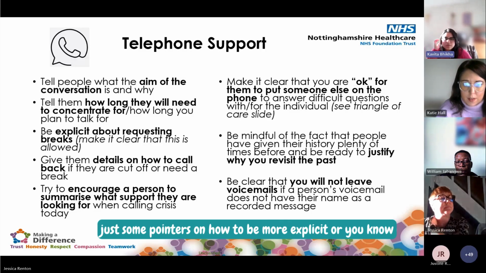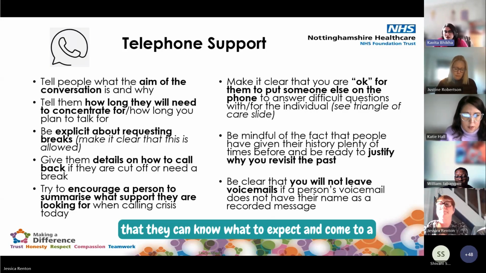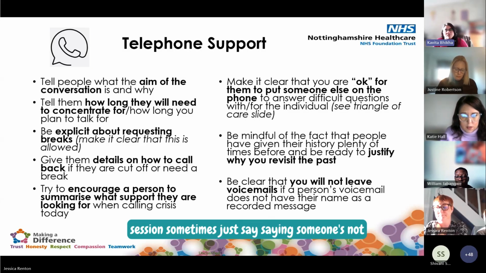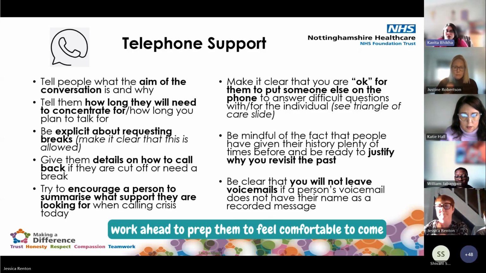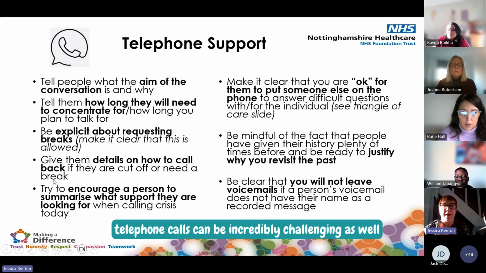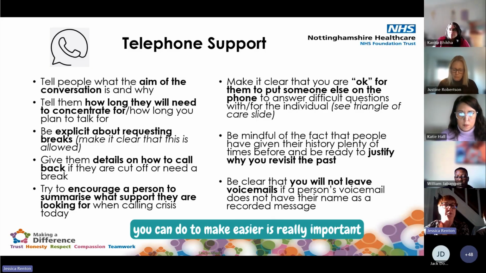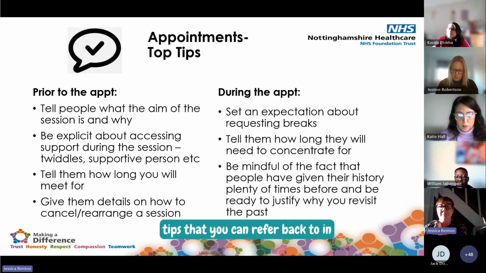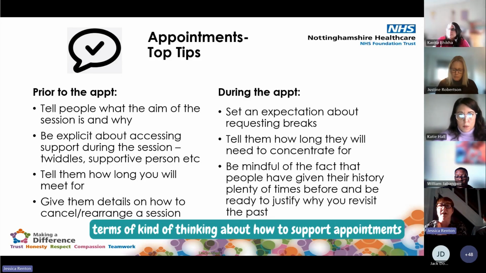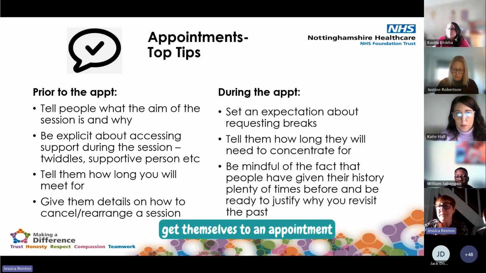So there are just some pointers on how to be more explicit, making sure we're giving people the information they need so that they know what to expect and can come to a session. Sometimes when someone hasn't arrived at their session, it might be because we haven't done the right work ahead to prep them to feel comfortable to come. But I think it's really important to hold in mind that telephone calls can be incredibly challenging as well. So thinking about what you can do to make it easier is really important. Again, these are just top tips that you can refer back to, in terms of how to support making appointments, supporting people to actually get themselves to an appointment, giving explicit permission, giving really clear details. They're just there as reminders, really.